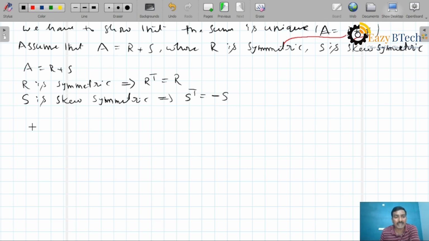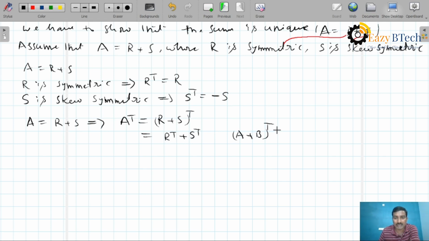Now I am taking A transpose. A equals R plus S. Then I require A transpose, so apply transpose on both sides: R plus S whole transpose. Already I told you R plus S whole transpose can be written as R transpose plus S transpose. Why? Because the property is A plus B whole transpose equals A transpose plus B transpose.